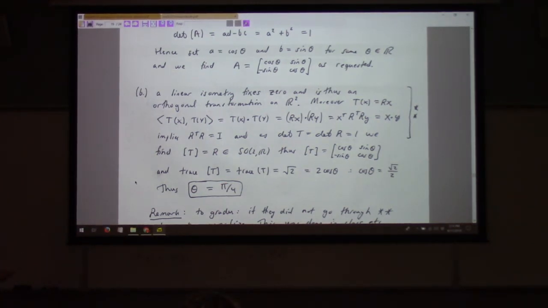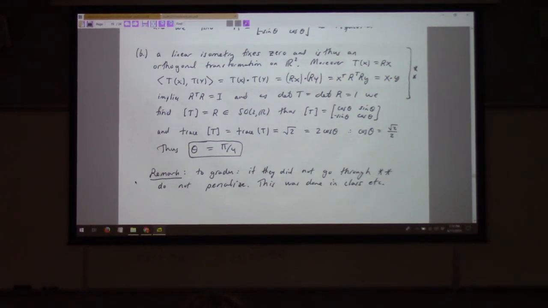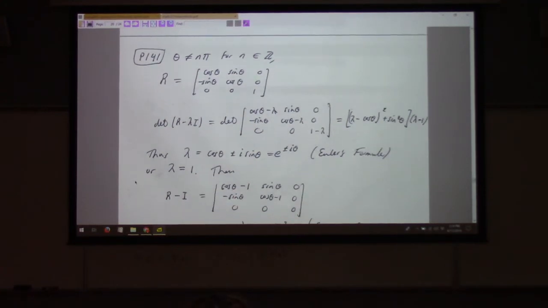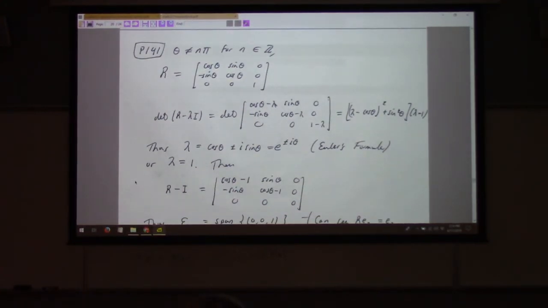I think what I have crossed out there was impossible. But anyway, I fixed it for you guys. Let's see here. This one here. Now I've forgotten the problem statement. Ah, we'll figure it out together.